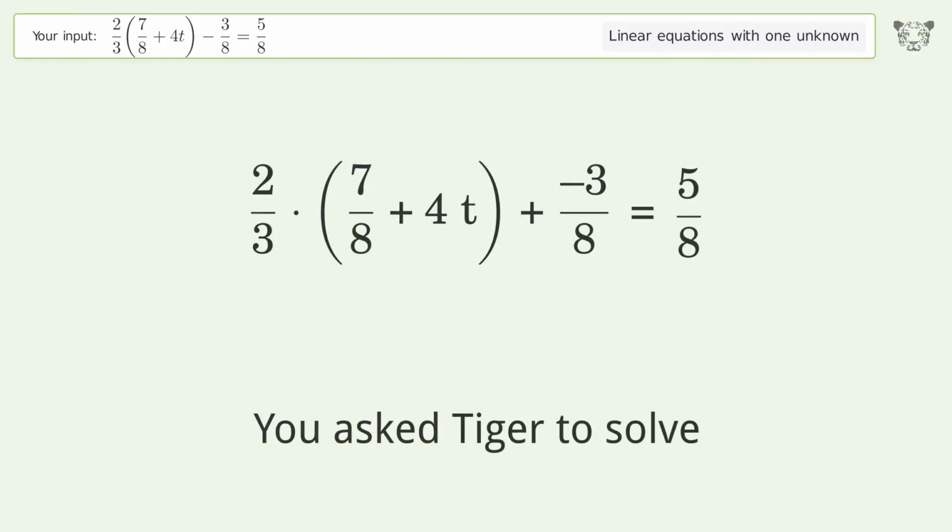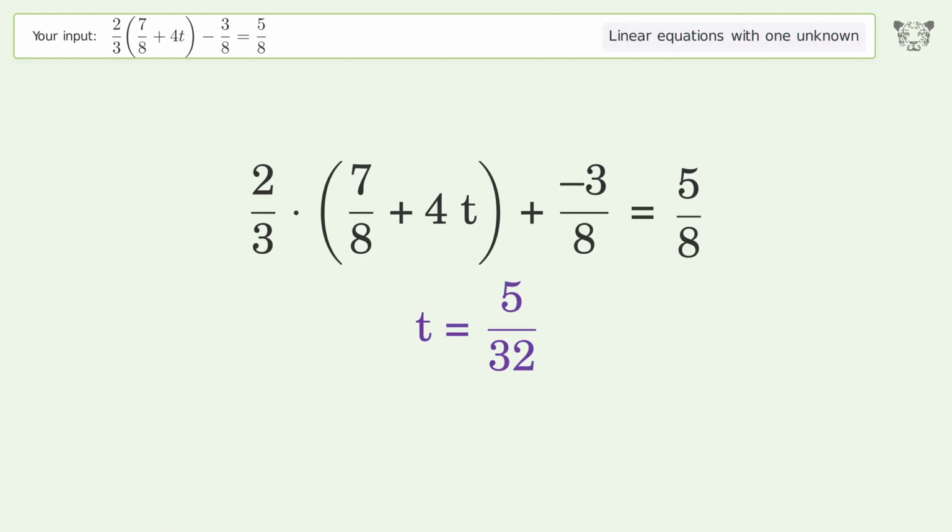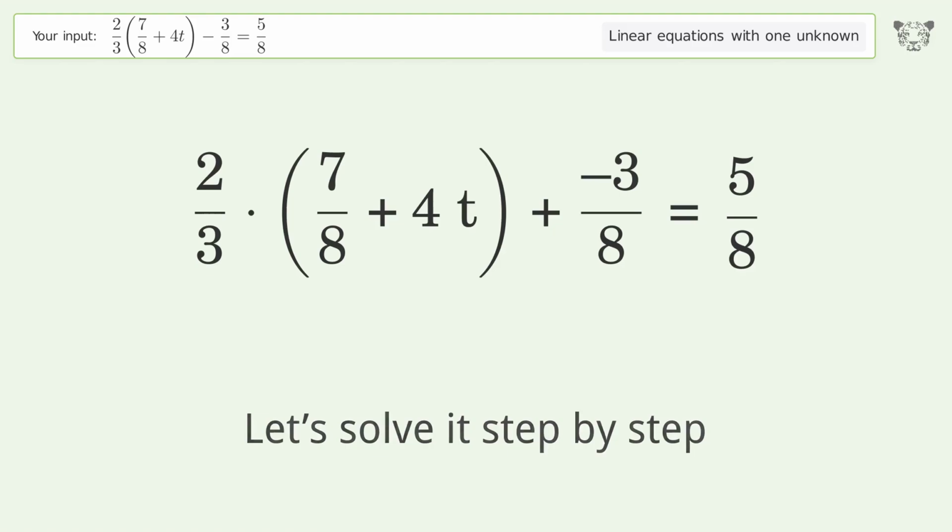You ask Tiger to solve. This deals with linear equations with one unknown. The final result is t equals 5/32. Let's solve it step by step.